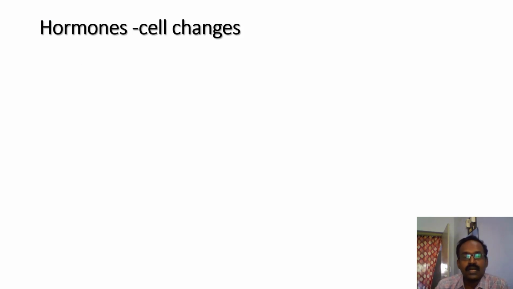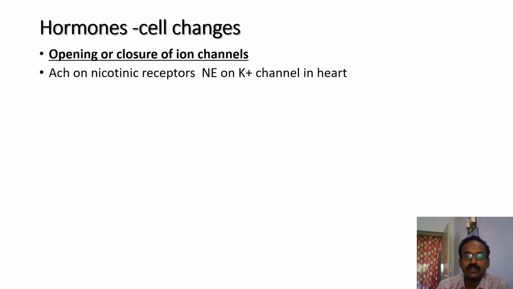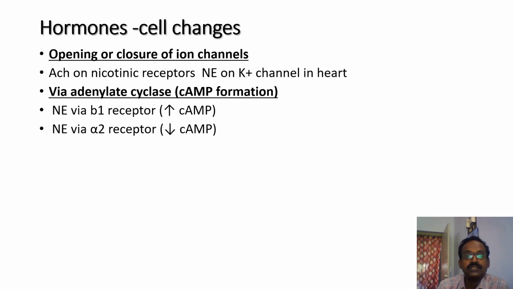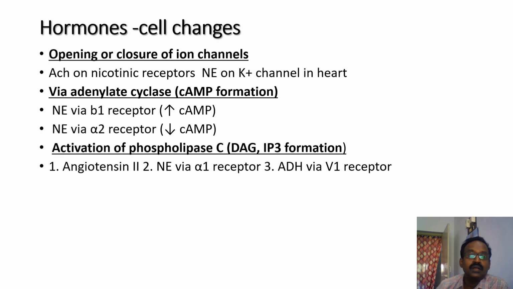How hormones act on the cell is seen in this slide. Hormones, via chemicals, open or close ion channels. Acetylcholine acts on the nicotinic receptor, and norepinephrine on the potassium channels in the heart. Via adenylyl cyclase, norepinephrine via the beta 1 receptor increases cyclic AMP, and norepinephrine via the alpha 2 receptor decreases cyclic AMP.